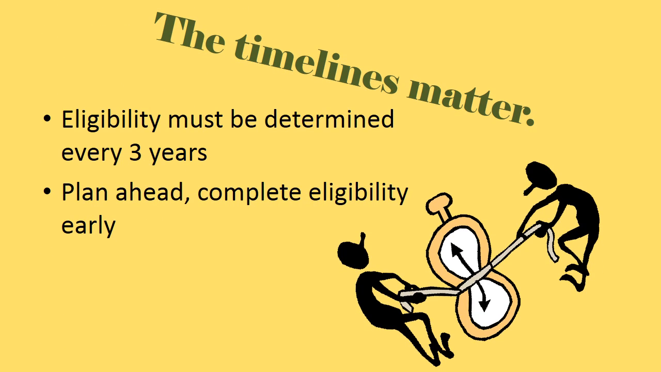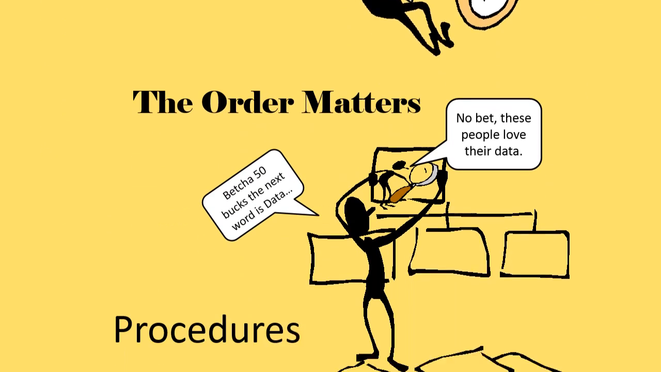The eligibility timelines matter. Eligibility needs to be determined every 3 years. The IEP team needs to plan ahead and complete eligibility early. It is not allowable to go beyond the 3-year timeline.